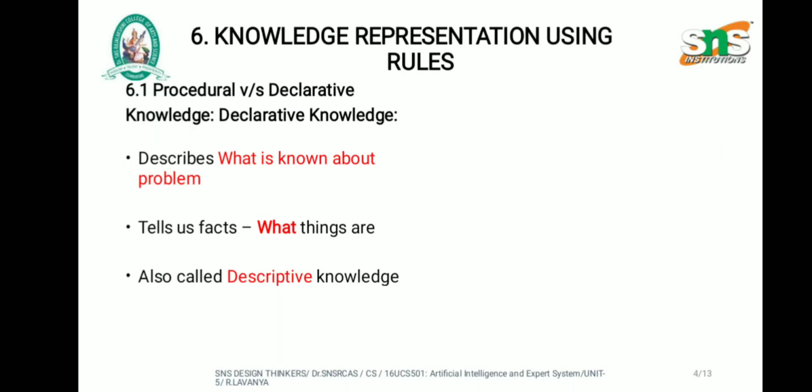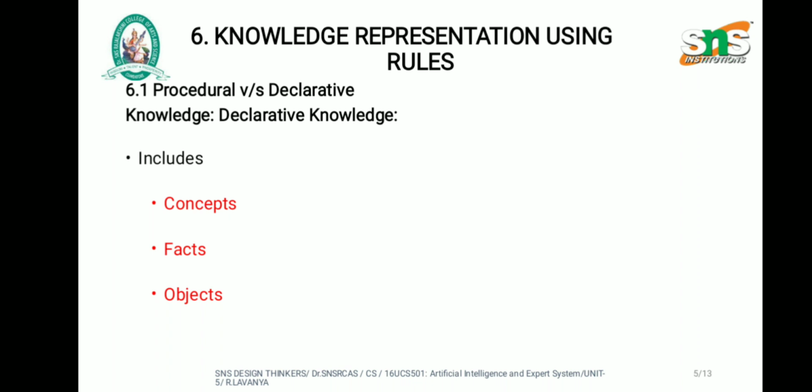Next, declarative knowledge. It describes what is known about a problem. Then it tells us facts, what things are. And it is also called descriptive knowledge. So declarative knowledge includes the concepts, facts, and objects.